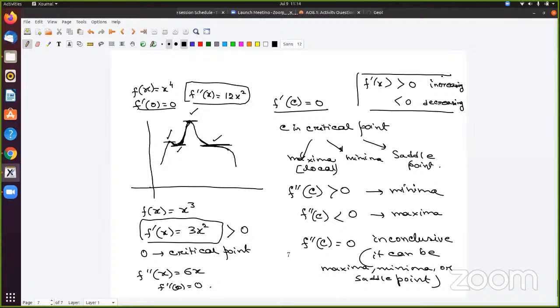Yeah. The next problem. So this is clear, right? Critical point, maxima, minima, global maxima, global minima, all this is clear, right? Yes, sir. Sir, can I say something?